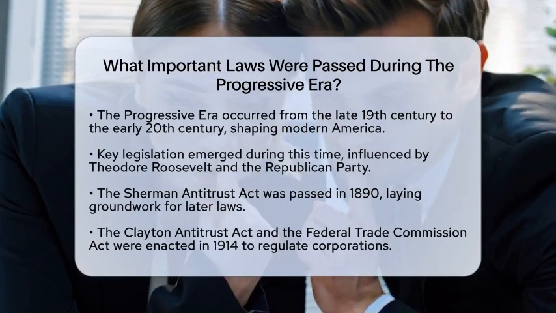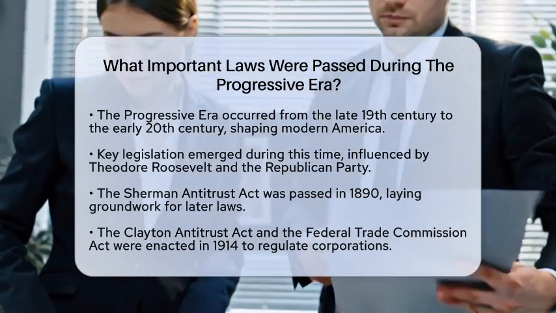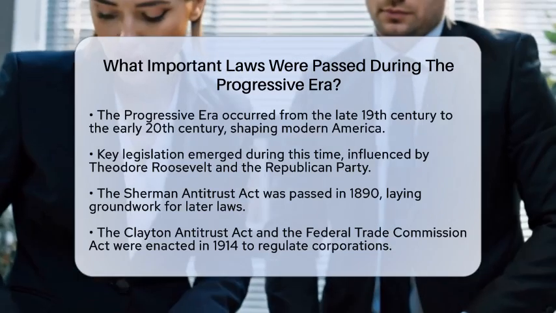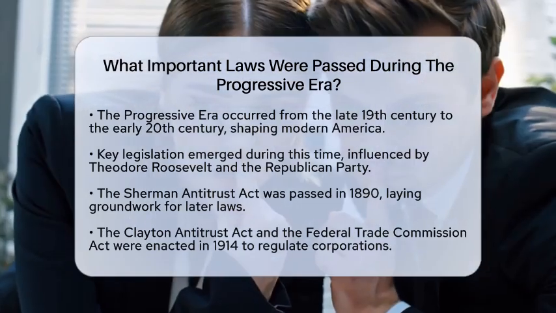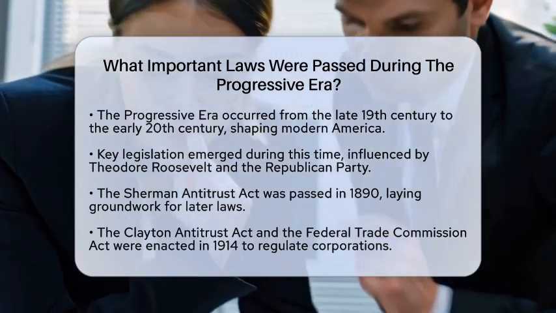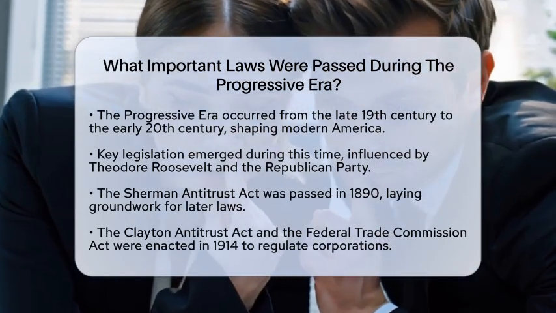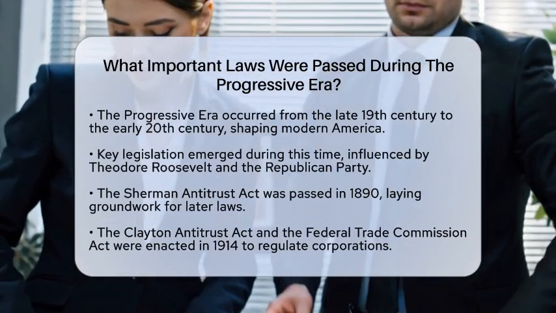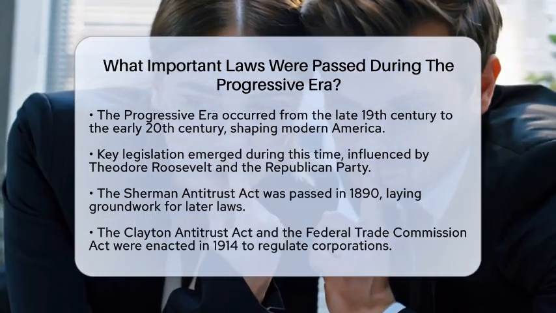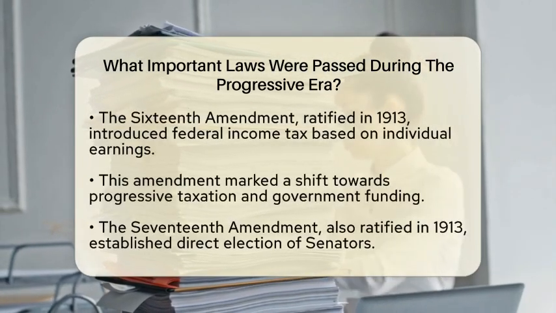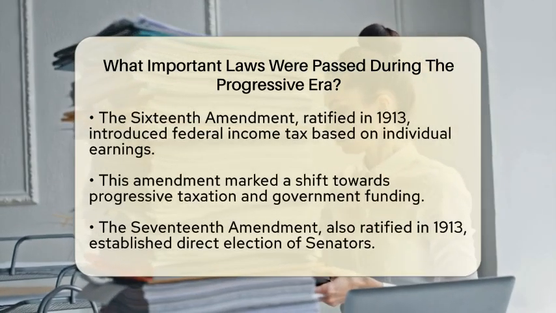One of the earliest and most significant laws was the Sherman Antitrust Act, passed in 1890. While it came before the Progressive Era's peak, it laid the foundation for later legislation. The Clayton Antitrust Act of 1914 followed, along with the Federal Trade Commission Act of 1914. These laws aimed to regulate large corporations and ensure fair competition in the marketplace.